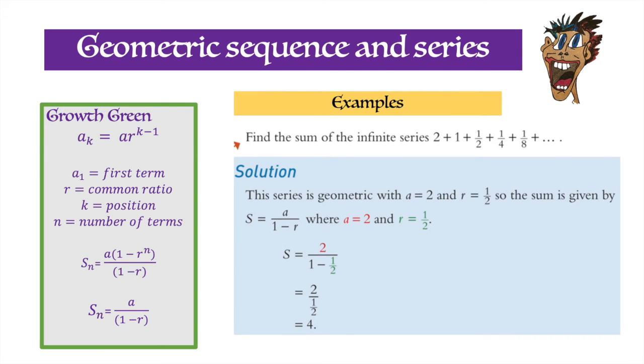Find the sum of an infinite series. Now again, making sure that the absolute value of r is less than 1. Here we know it is because 1 over 2 is a half. We know the first term is 2, so I simply put it into my formula here and I get the sum is 4.